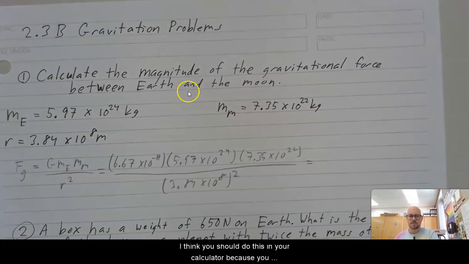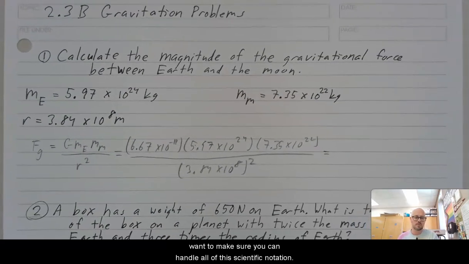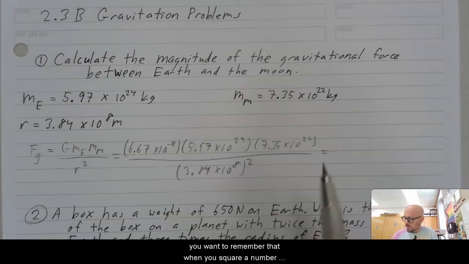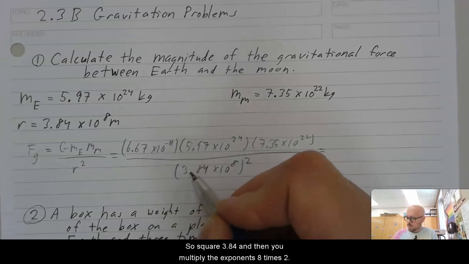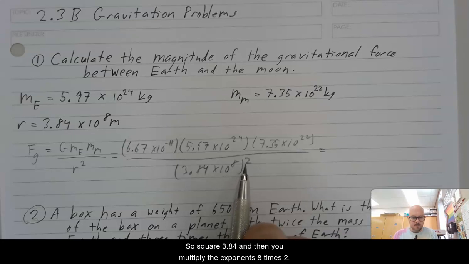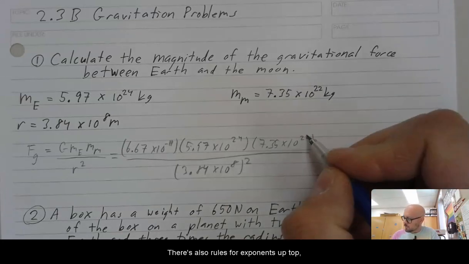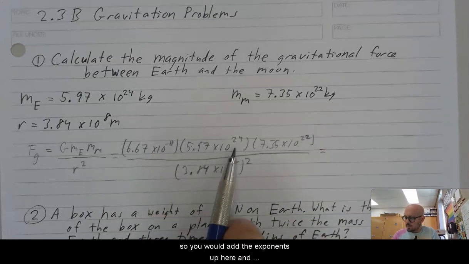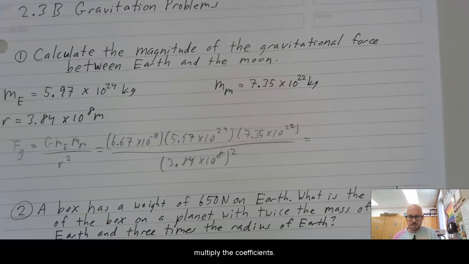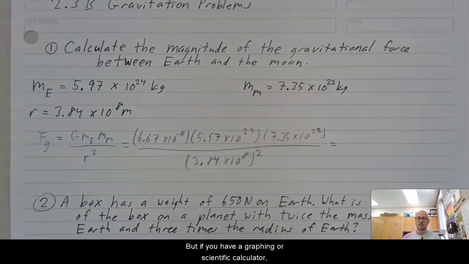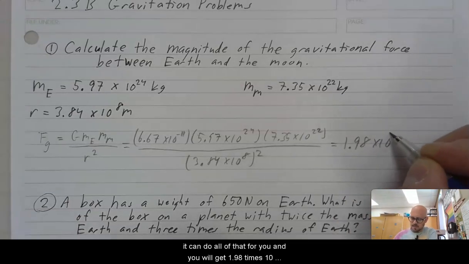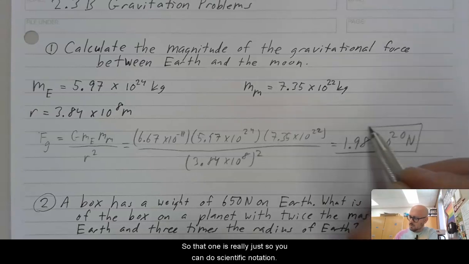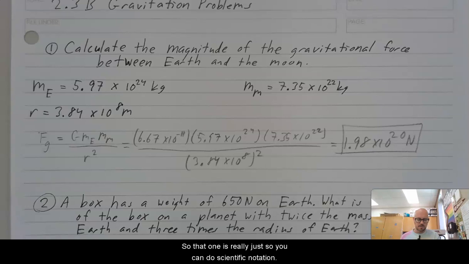So this is an exercise of, I think you should do this in your calculator because you want to make sure you can handle all of this scientific notation. If you happen to be doing this by hand, you want to remember that when you square a number in scientific notation, you square the coefficient. So square 3.84, and then you multiply the exponents, 8 times 2. There's also rules for exponents up top, so you would add the exponents up here and multiply the coefficients. But if you have a graphing or scientific calculator, it can do all of that for you, and you will get 1.98 times 10 to the 20th newtons. So that one is really just so you can do scientific notation.